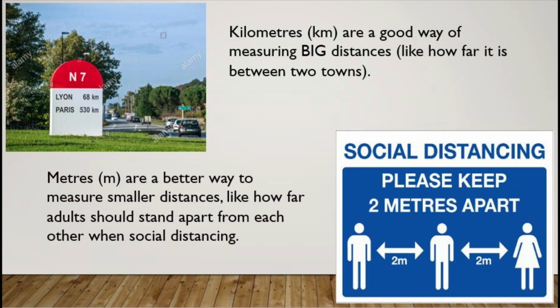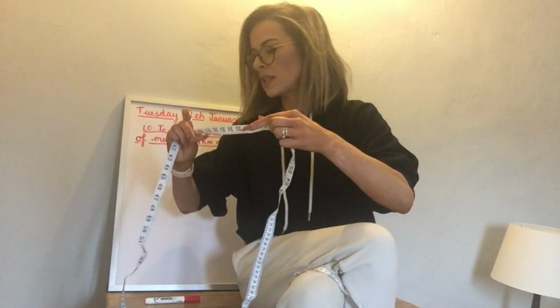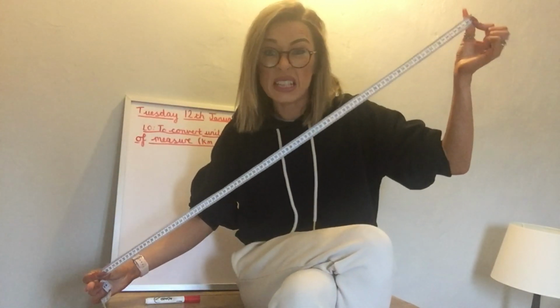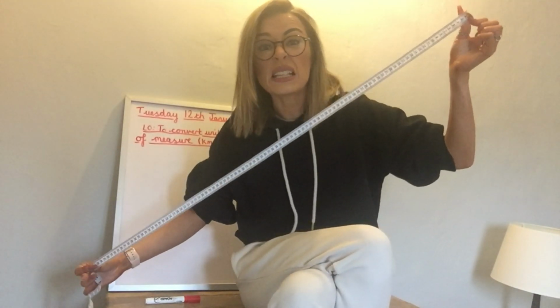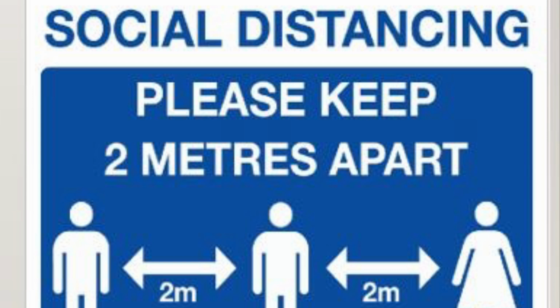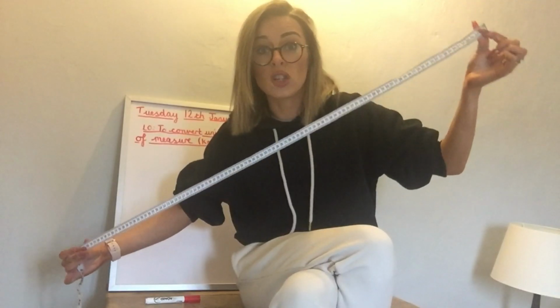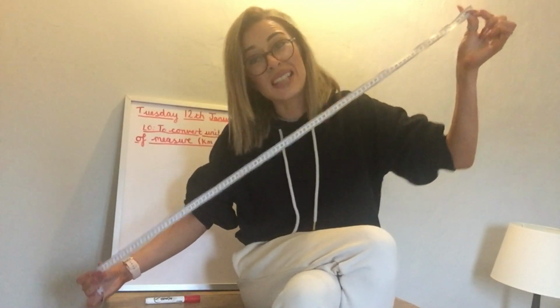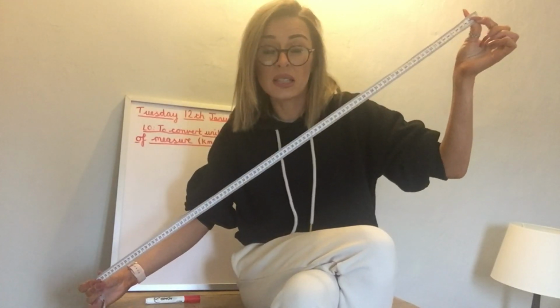But metres, remember, our 1 metre is 100 centimetres, so this is our 1 metre. That is a good idea for measuring slightly smaller distances, like, for example, you will see lots of signs at the moment in supermarkets and places about adults standing 2 metres away from each other. So that's quite a small distance, so we would use metres instead of kilometres.